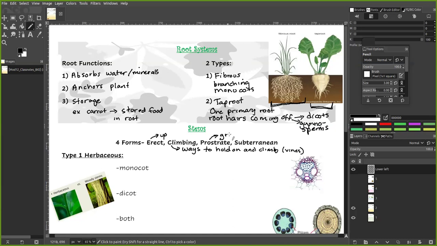Prostrate stems grow along the ground. These ones are vines that don't have any hooks. They don't have any way of actually holding on and growing up. So they just grow naturally along the ground. The thing with it is that in our human gardens, we often take prostrate vines and attach them to things to help them grow, to give them the support they need to go up.